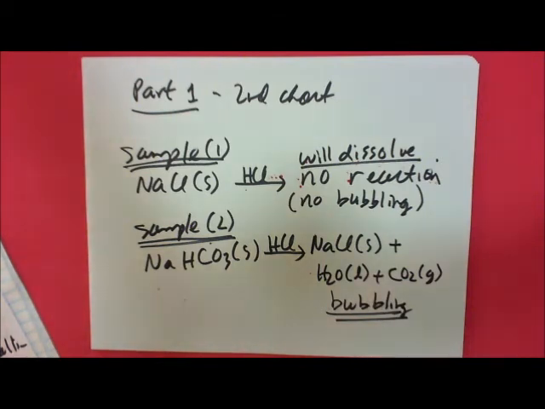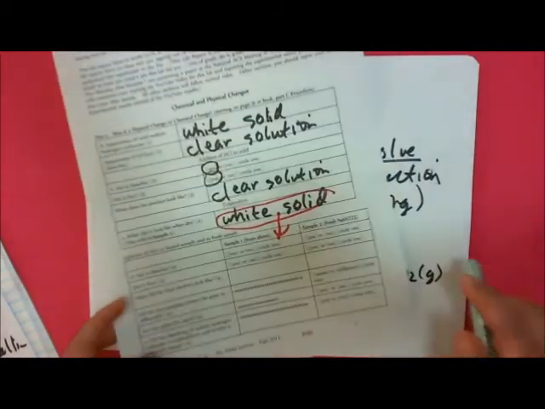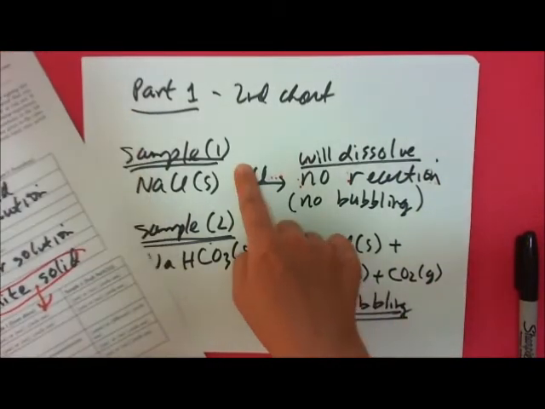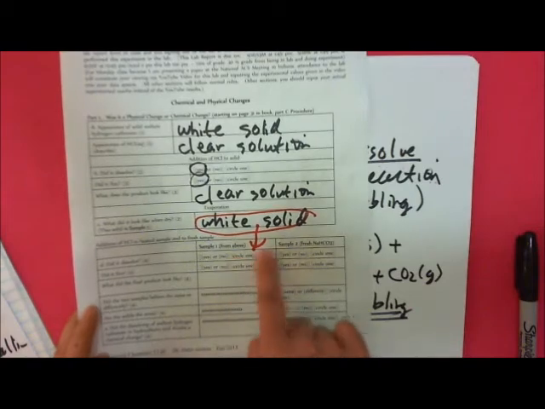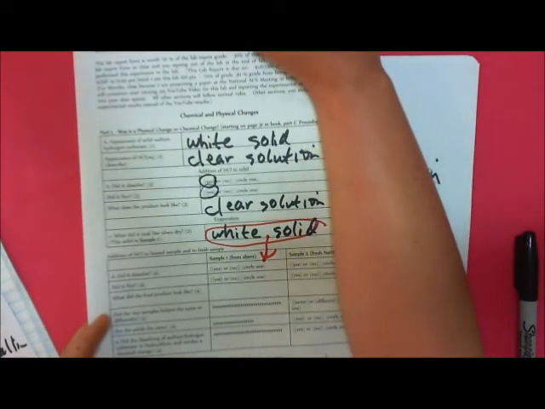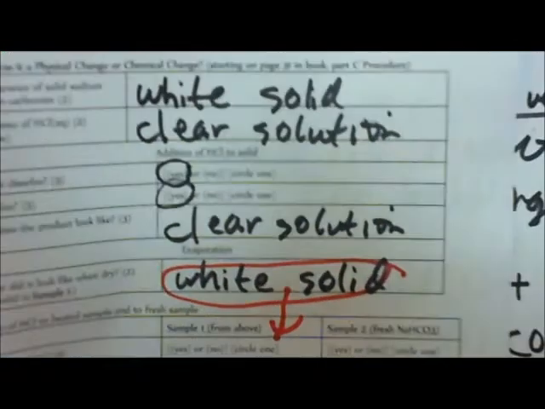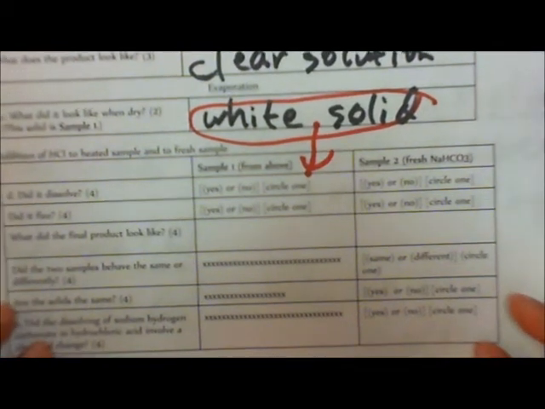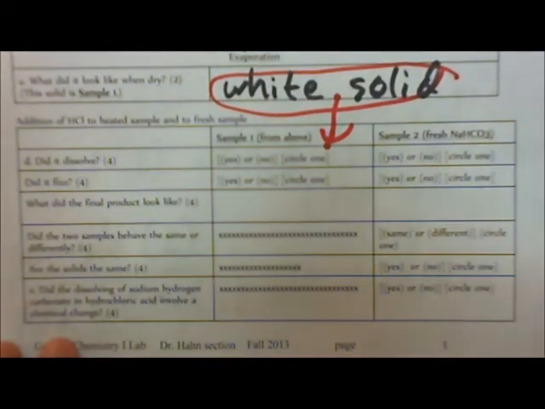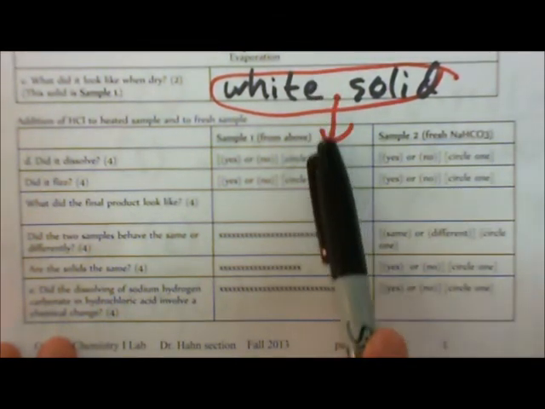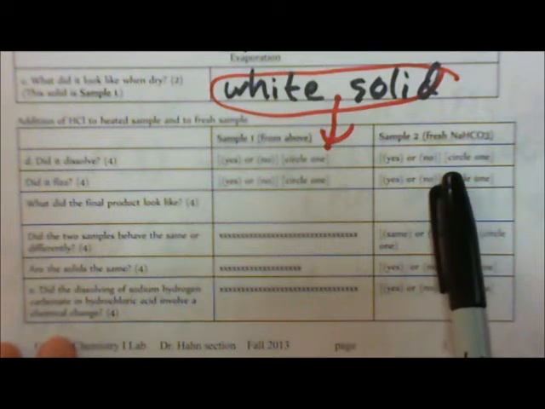Now we're going to continue with that same chart, but we're going to look at the second half of that chart. So we're going to go ahead and fill out the results on this part. This is what these results are. Here's sample 1, here's sample 2. Let me zoom in a little bit so you can actually see your lab report form. Sample 1 is what we had out of chart 1. Sample 2 is the fresh sodium bicarbonate that you got from the side shelf.